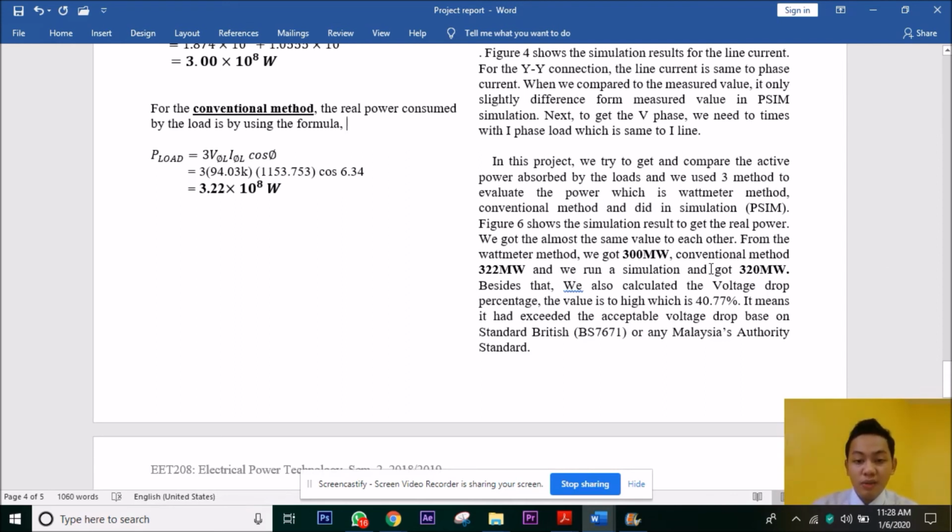Figure 6 shows the simulation result to get the real power. We got almost the same value for each. From the wattmeter method, I got 300 megawatt. Conventional method, 322 megawatt, and we ran a simulation and got 320 megawatt. Besides that, we also calculate the voltage drop percentage. The value is too high, which is 40.77%. It means it has exceeded the acceptable voltage drop based on the British standard BS 7671 or any Malaysian industry standard.